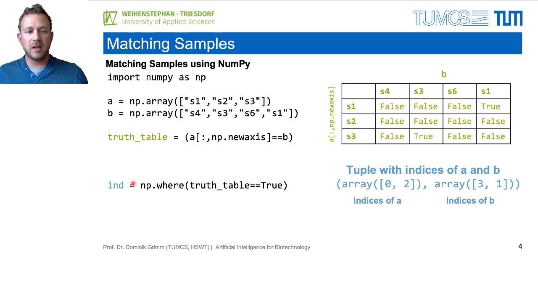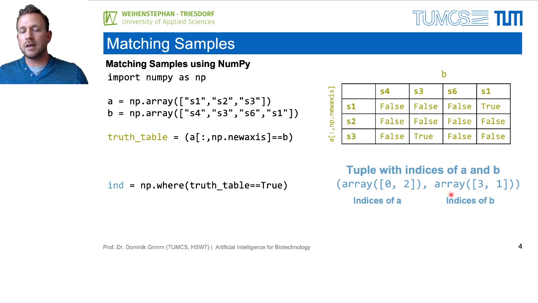So what we get back from this expression is a tuple, and this tuple has two arrays. The first array gives me the indices for our matrix A. So it tells me in this array, index 0 and index 2 is also present in B. And also the ordering is already given.